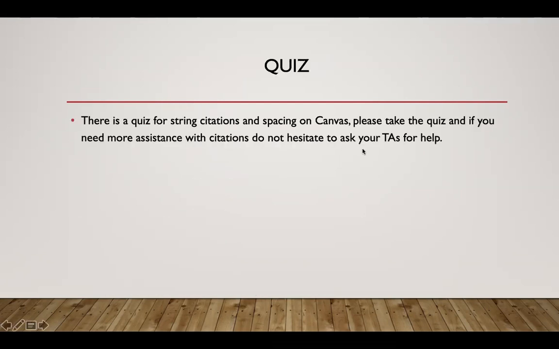All right, there's a quiz for string citations and spacing on Canvas. So please take the quiz, and if you need any assistance with citations, please do not hesitate to ask your TAs for help.